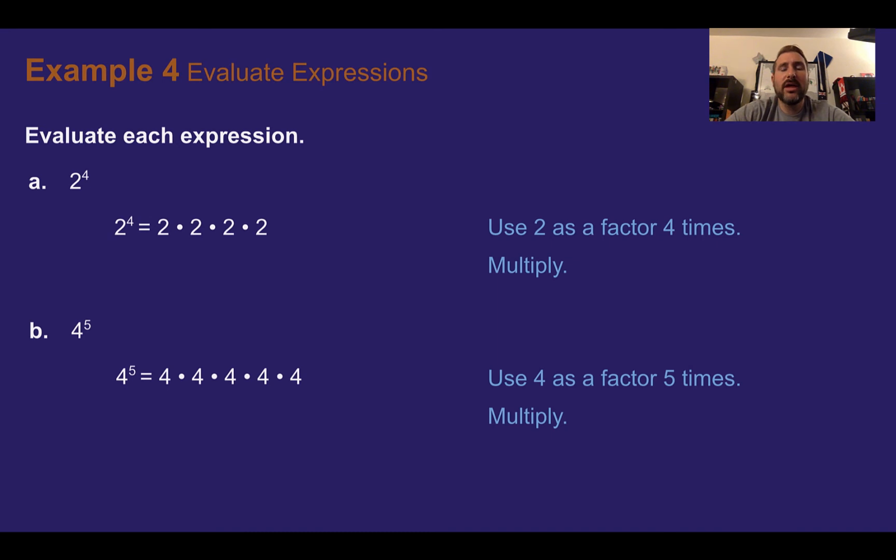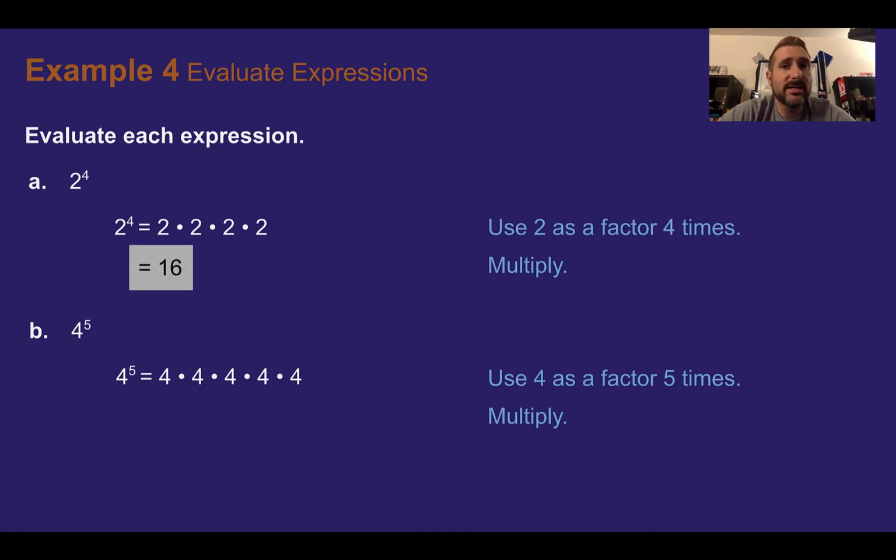In part A, we have 2 to the 4th power. We can see they wrote 2 to the 4th power as 2 times 2 times 2 times 2. They took that base of 2 and used it as a factor 4 times. So 2 to the 4th power means that it's 2 multiplied by itself 4 times. To evaluate, we just calculate its value. So 2 times 2 is 4, times 2 is 8, times 2 is 16.